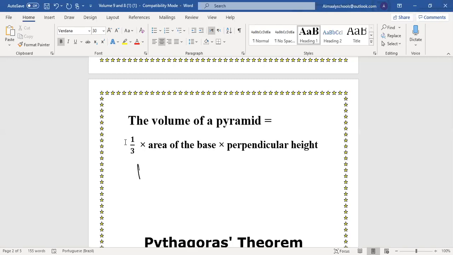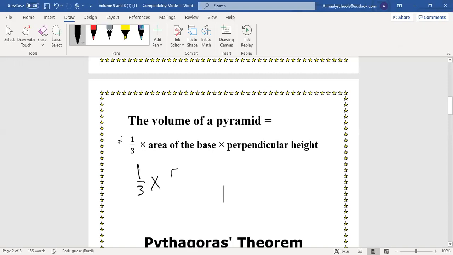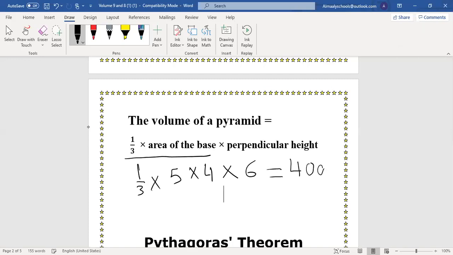Your friend Iyad said, Mr. Rahman, it will be 1 over 3 multiplied by 5 multiplied by 4. What is this? This is one third of the area of the base. Then I'll multiply the product by the perpendicular height, and the perpendicular height equals 6. That's right. So the answer, Iyad, will be? First of all, 20 multiplied by 6 will be 120, and 120 divided by 3 equals 40 centimeter cube because it's a volume. Thank you, Iyad. Excellent.